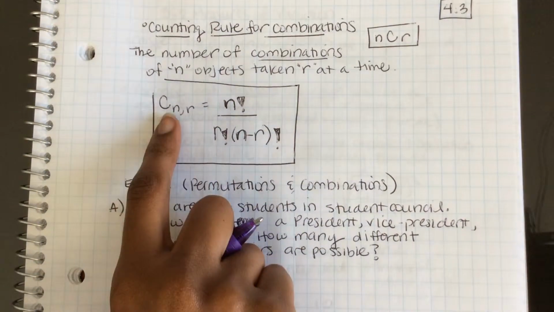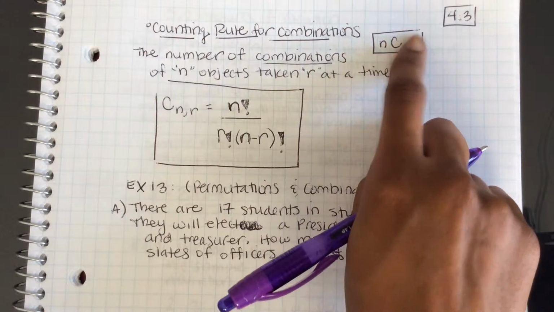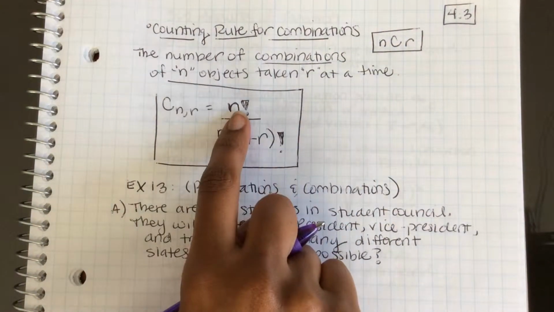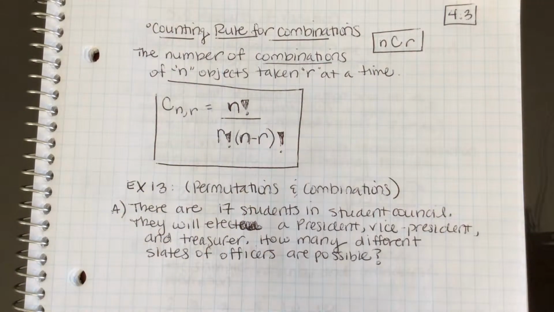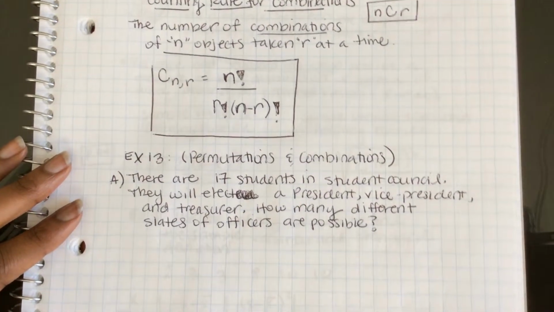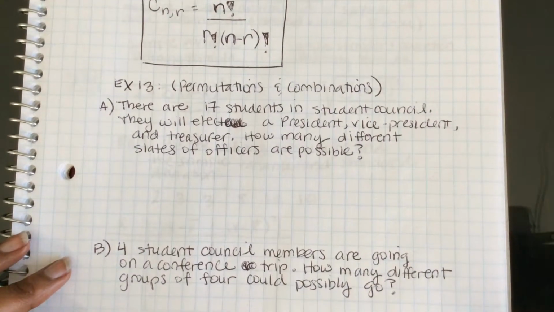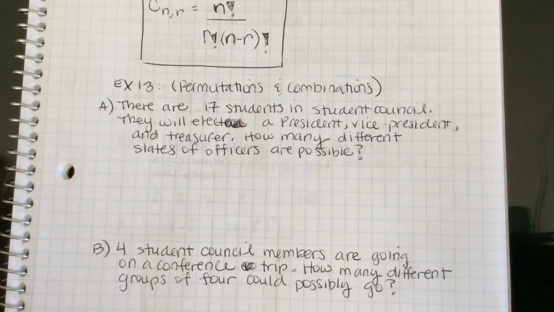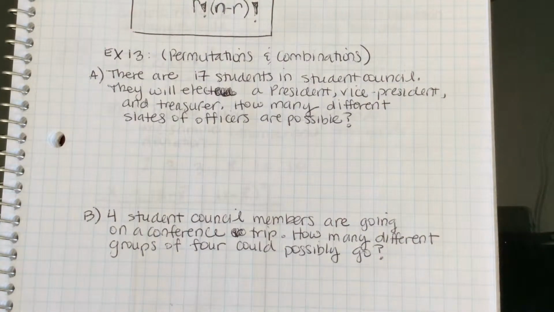So if we want combinations of n things taken r at a time, this is the way you check it in your calculator. It's n factorial over r factorial times n minus r factorial. So in this last example here, we're going to determine: is it a combination or is it a permutation? And then apply the correct formula.